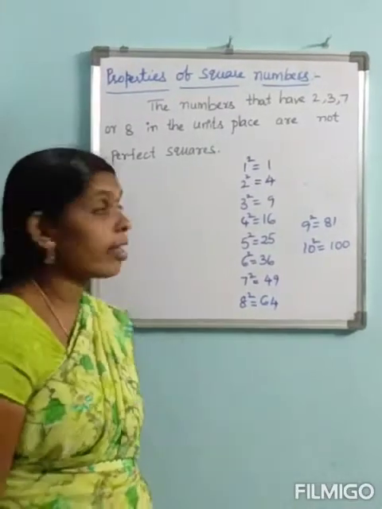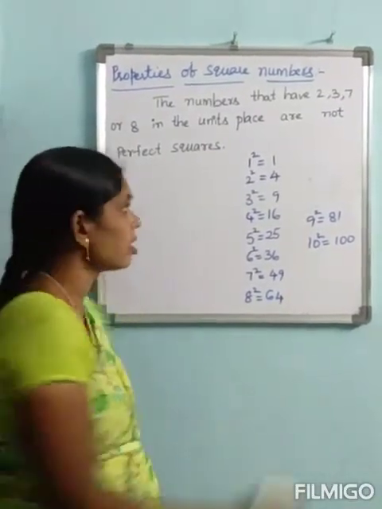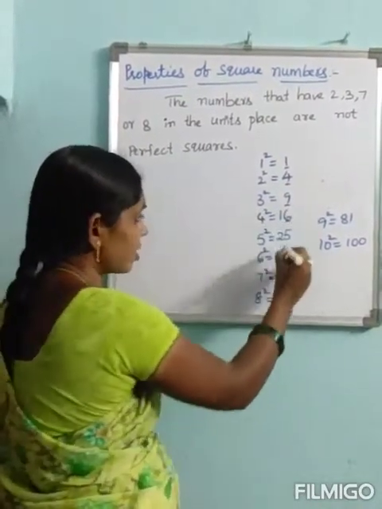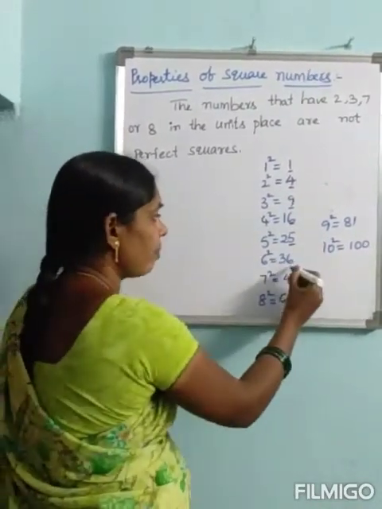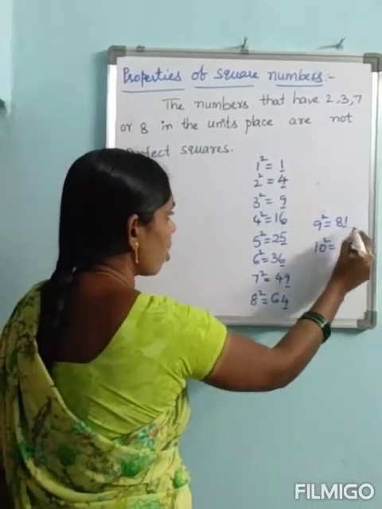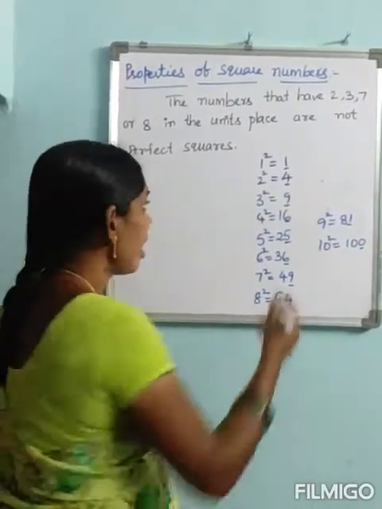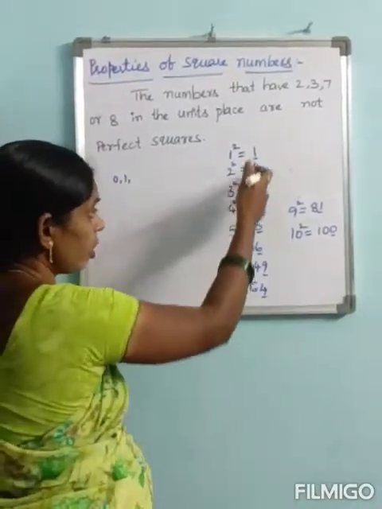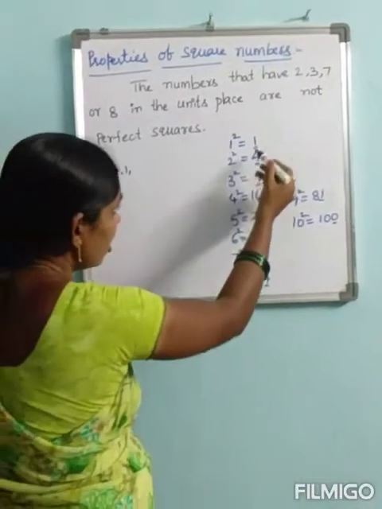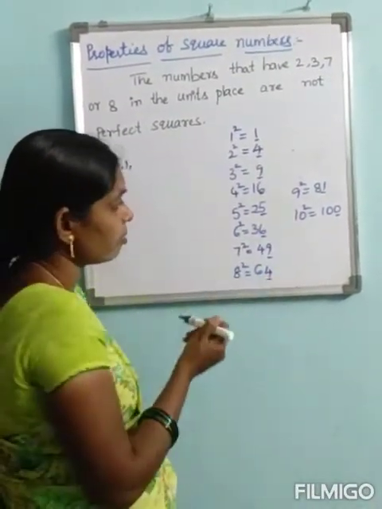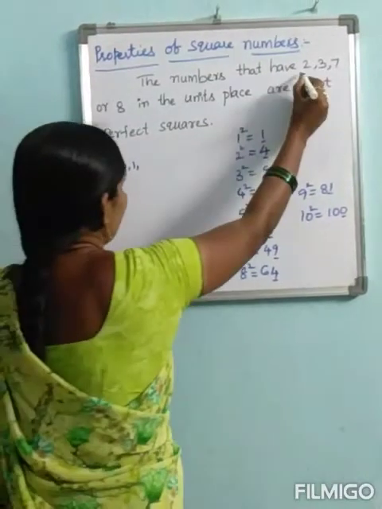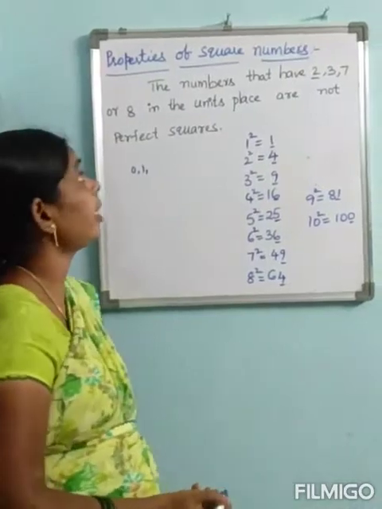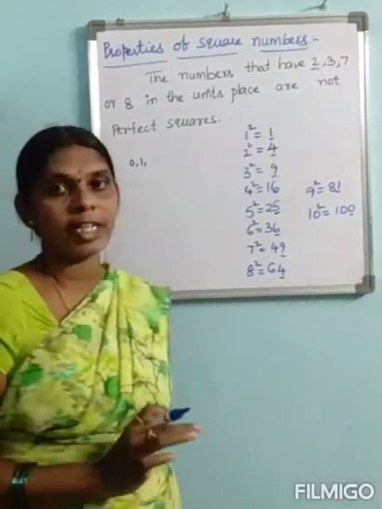Okay, so observe these square numbers carefully. Here the units places are 1, 4, 9, 6, 5, and again repeat 6, 9, 4, 1 and 0. Means in the units place we have 0, 1, 4, 5, 6, 9. There is no 2 in the units place. Observe carefully, is there any 2 in the ones place? No. So that's why numbers that have 2, 3, 7 or 8 in the units place are not perfect squares.